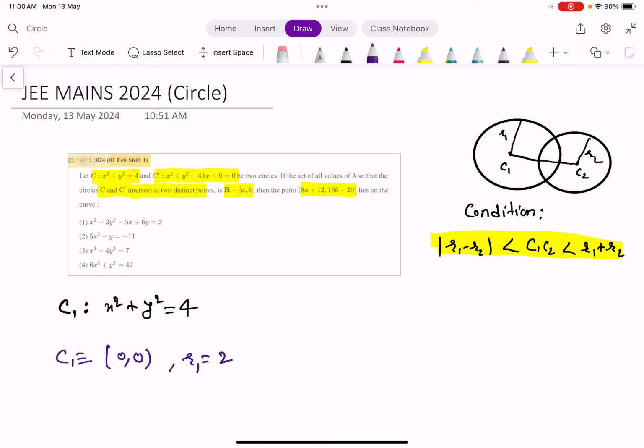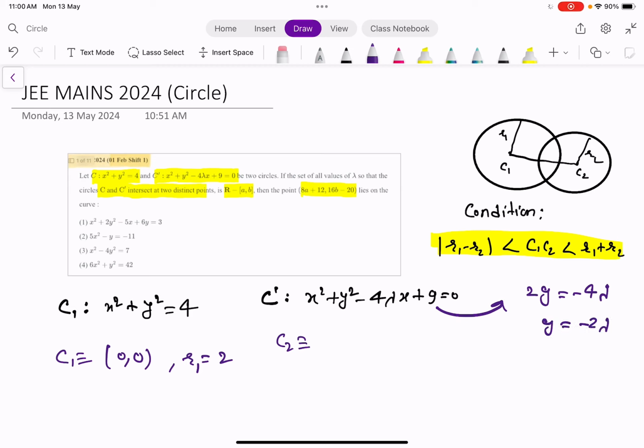Now the other circle, C dash, is x square plus y square minus 4 lambda x plus 9 equal to 0. Its center will be minus g comma minus f. If you see very carefully, here 2g equals minus 4 lambda, so g equals minus 2 lambda, and f is 0, since there is no coefficient of y.